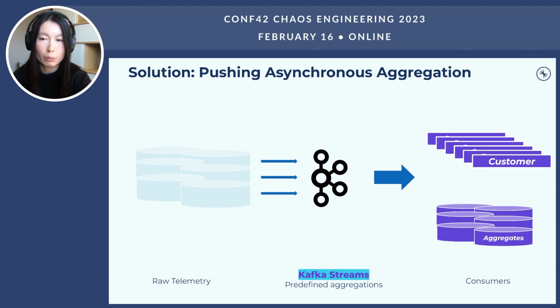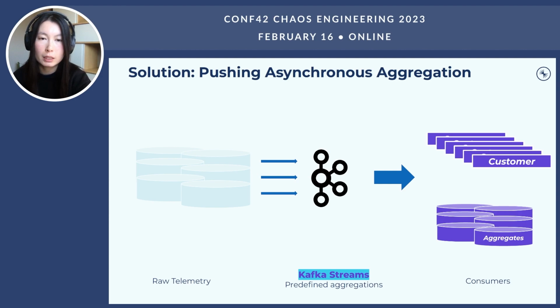To solve the problem of serving telemetry at scale, the solution that we landed on is to push asynchronous aggregations through Kafka. What that means is, yes, data is still falling into the raw segments. That's all the way on the left.